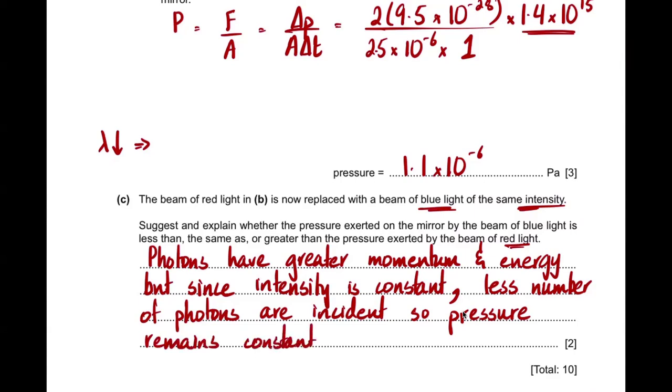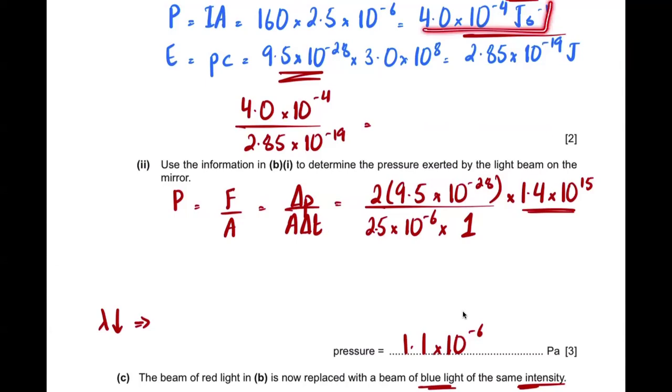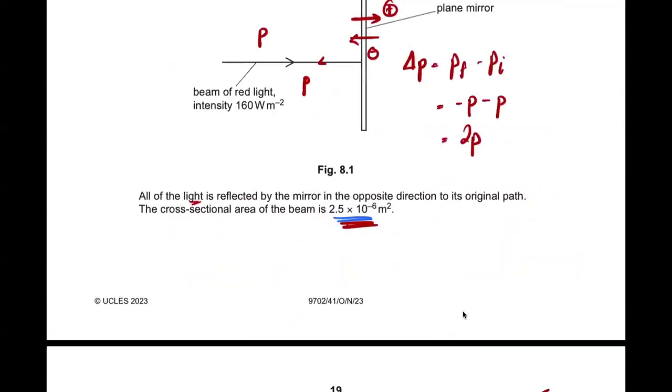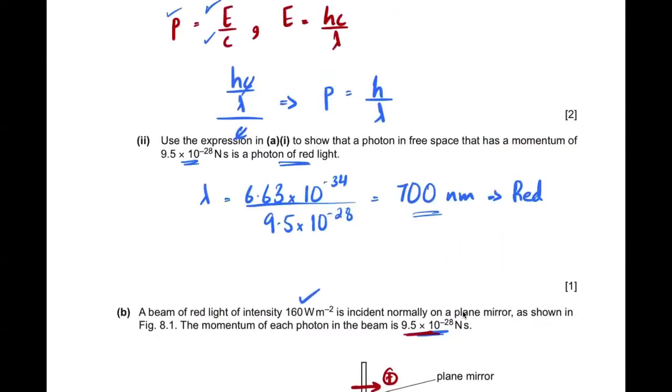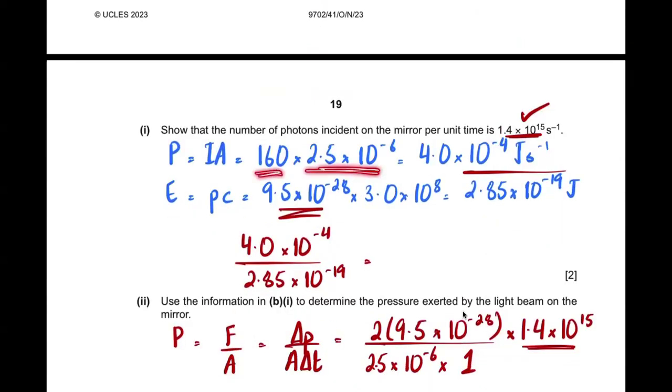You can probably also just see it using this here. If you think about it, this is 4 into 10 to the negative 4, which was intensity times area, right? So that's the numerator in this case. The denominator here is this into this. So just for a minute, if I erase this and write it out fully, this would be 9.5 into 10 to the negative 28 into 3 into 10 to the 8. This turned out to be 1.4 into 10 to the 15.